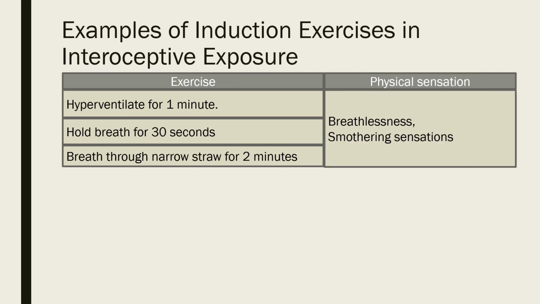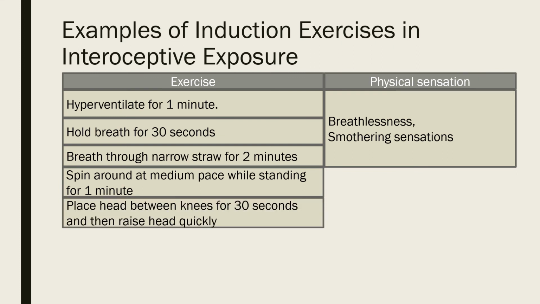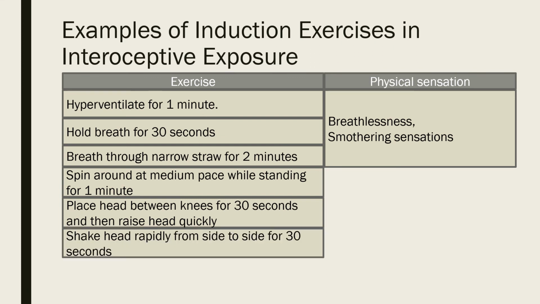All these exercises can help induce this physical sensation of breathlessness or smothering sensations. And spinning around using the spinning chair at medium pace while standing or sitting, the spinning chair for 1 minute, or place head between knees for 30 seconds and then raise head quickly, and shake head rapidly from side to side for 30 seconds. So these kinds of exercise can induce physical sensations of dizziness and feeling like fainting.